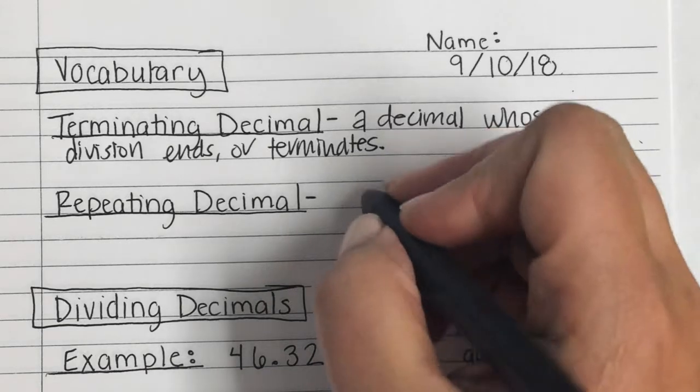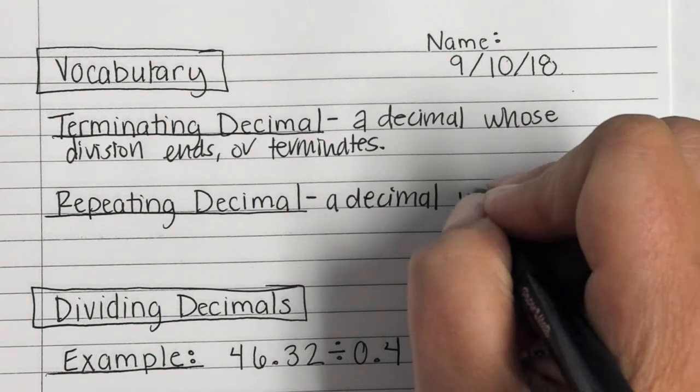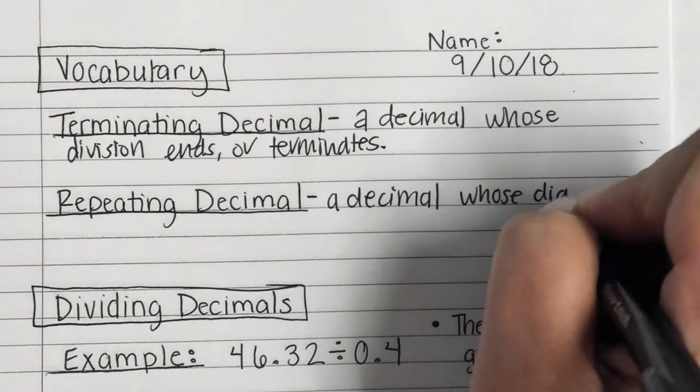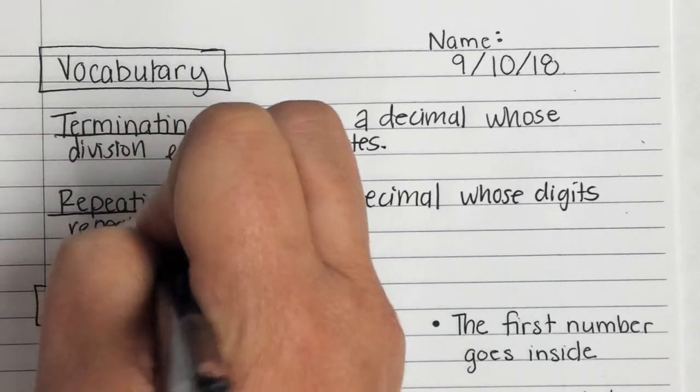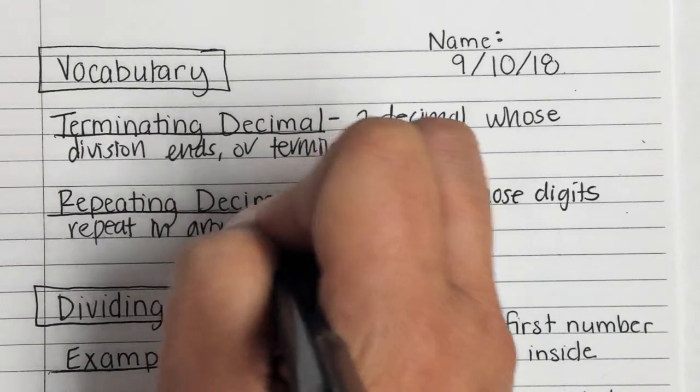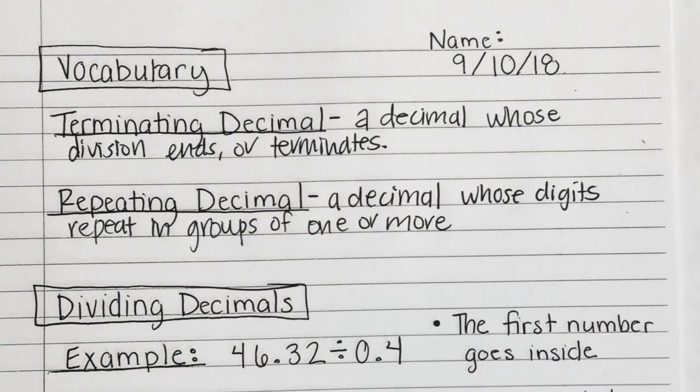And a repeating decimal is a decimal whose digits repeat in groups of 1 or more. So we could have a repeating decimal that's one number, like 0.33333 forever, or it could be a pattern. You could have 1212 or 125125. So it doesn't have to be just one number that repeats. It can be a pattern of numbers. So it could be 2 or 3 numbers.